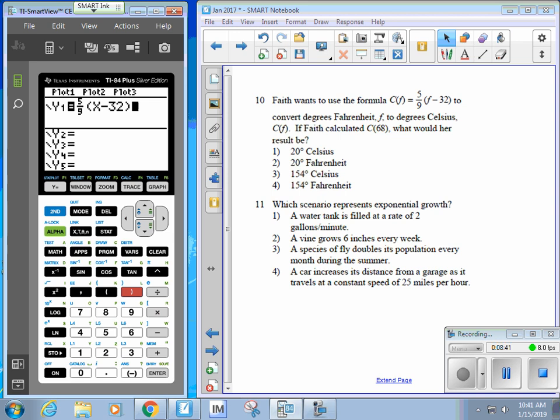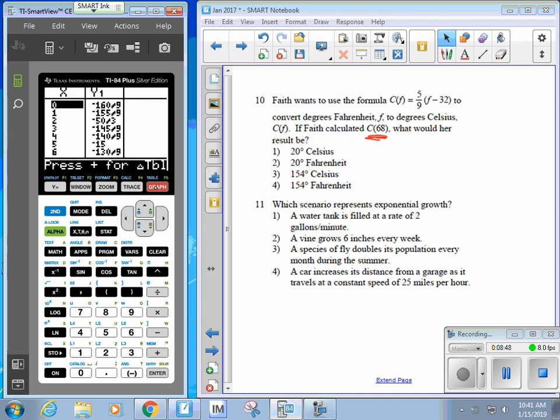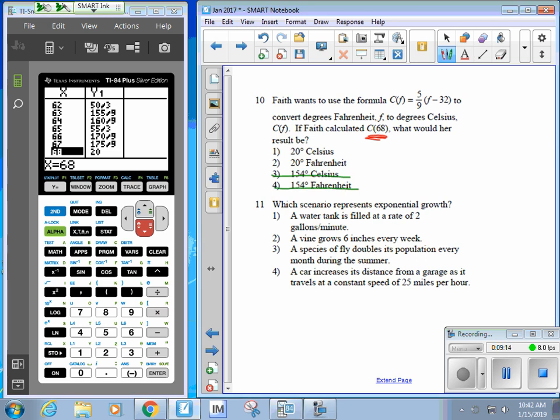Then they ask us to plug in or substitute in 68. So I can go second table and scroll all the way down to 68. Might take a minute. But that'll tell me the temperature when I convert 68 into Celsius. Looks like 20 degrees is the answer. So it's either going to be choice 1 or choice 2. So we subbed in 68. And what we were plugging in was an F value. So if we plugged in F, that means what we got out was Celsius. So it's 20 degrees Celsius.